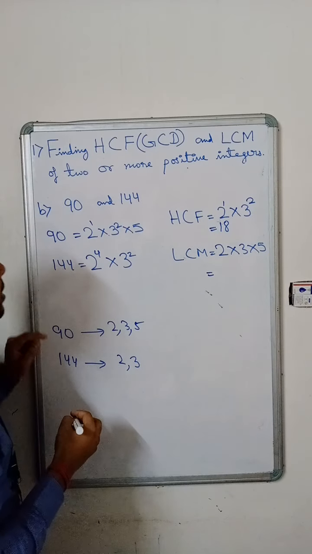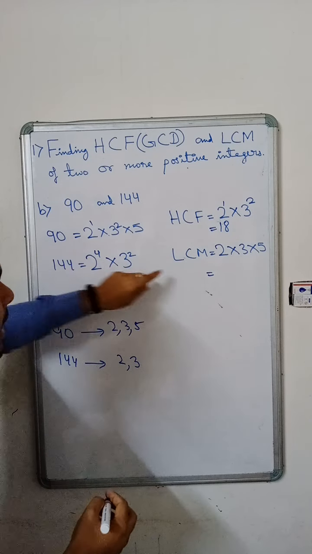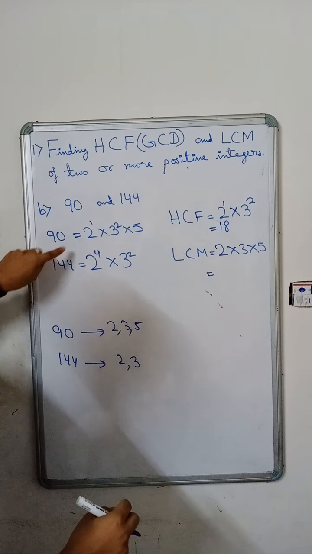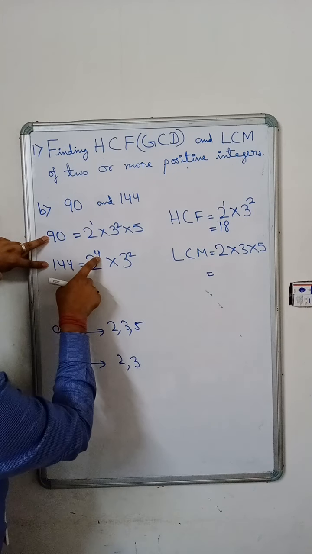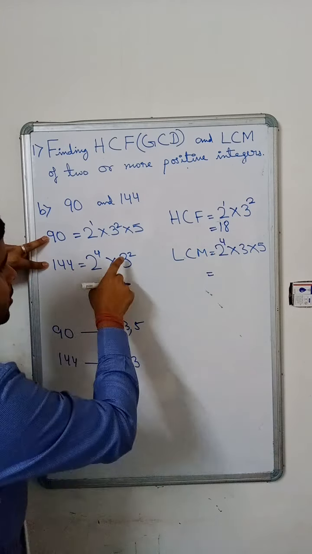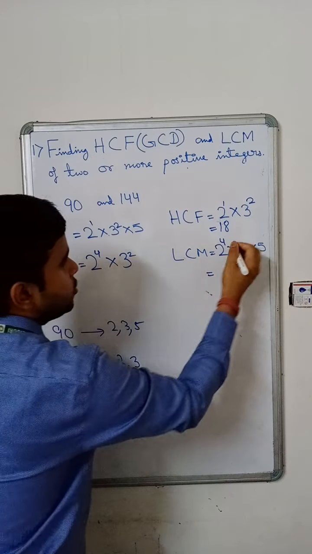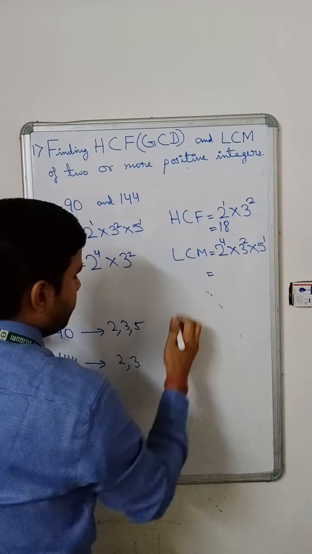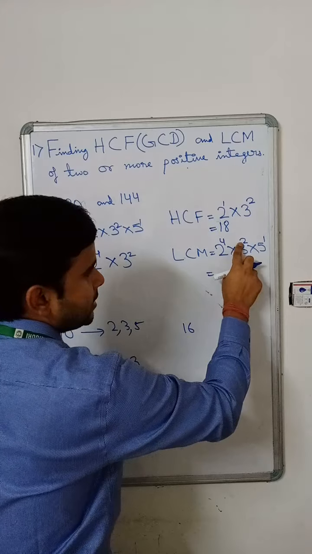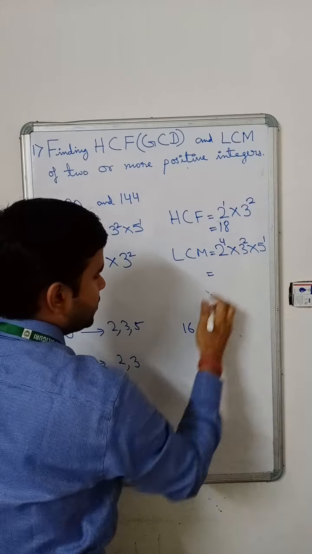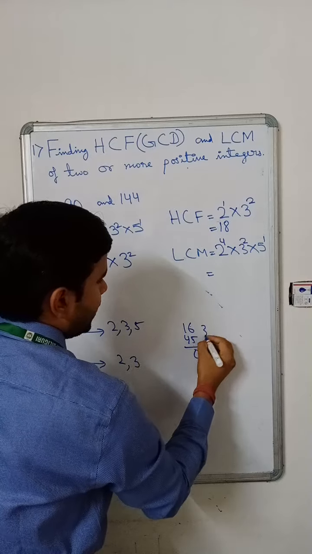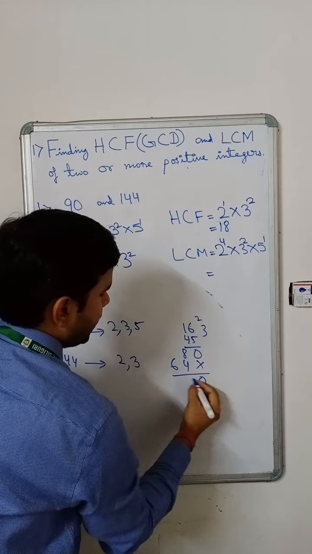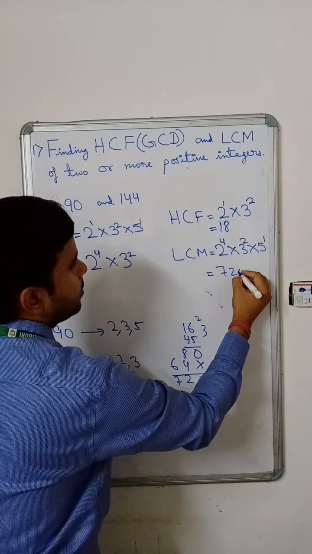What about LCM? In LCM, what you have to do is check the greatest exponent of 2 in both cases. The greatest exponent of 2 in both cases is 4. So it's 2 to the power 4. The greatest exponent of 3 in both cases is 2. So it will be 3 to the power 2. And here you have 5 to the power 1. So we have 2 to the power 4, which is 16. 3 square is 9, 9 5s are 45. Multiply. Okay, so we have 720.